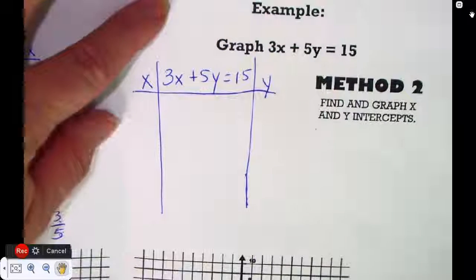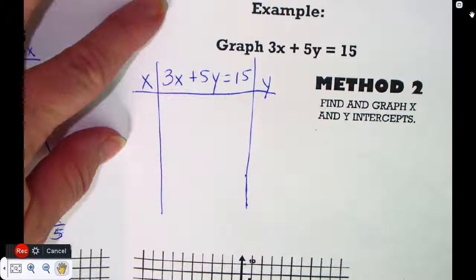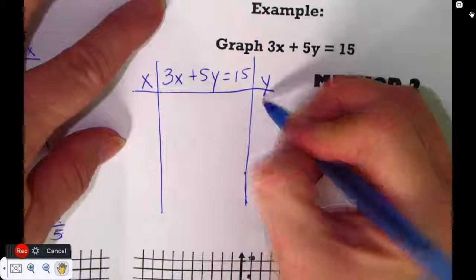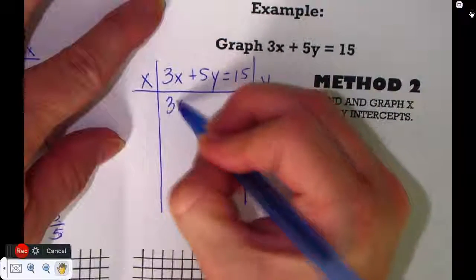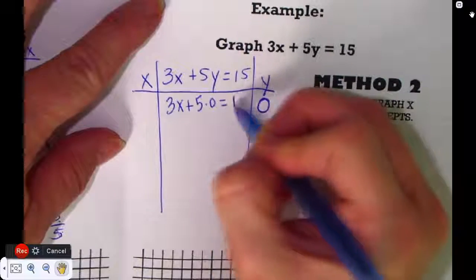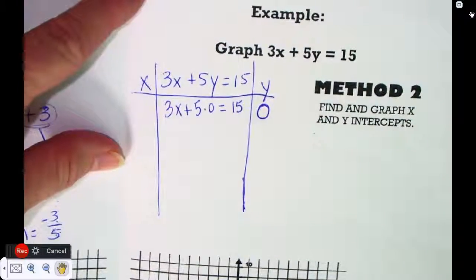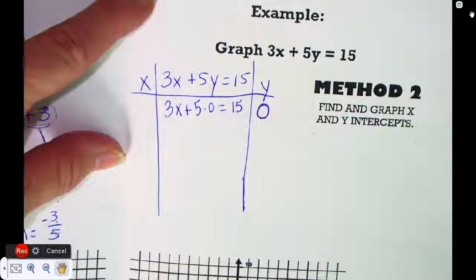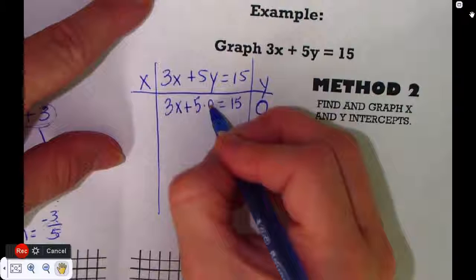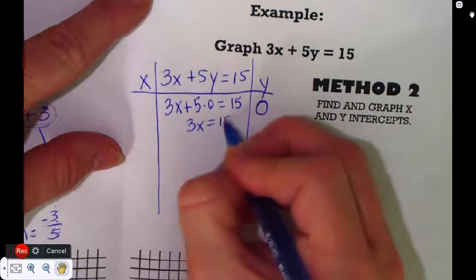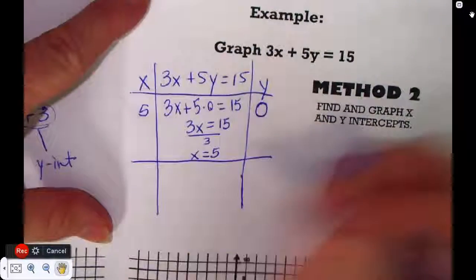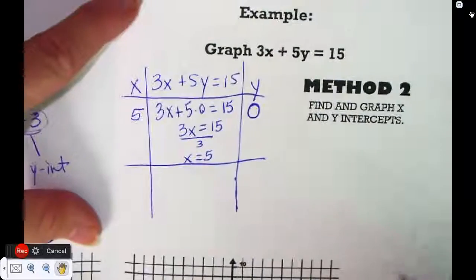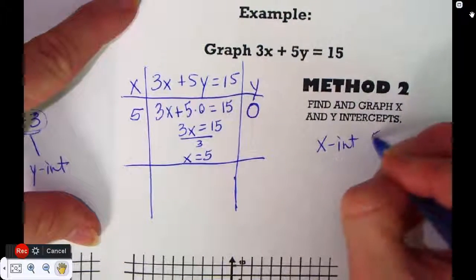Okay, so first, let's find the x-intercept. When you're finding the x-intercept, what has to equal 0? Y has to equal 0. So in this problem, I'm going to come over here and put 0 in for Y. Five times 0 is 0, so you get 3x equals 15. Divide by 3, x is 5. So the x-intercept is 5, 0.